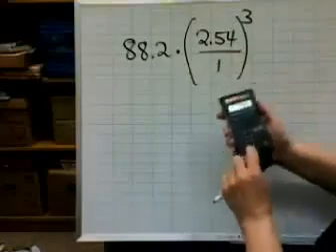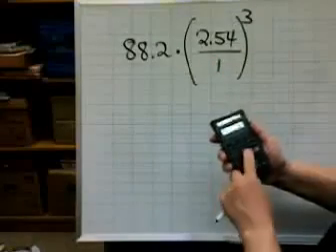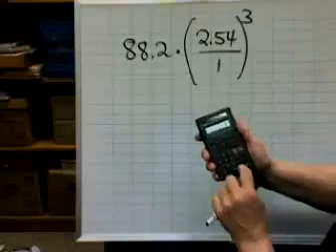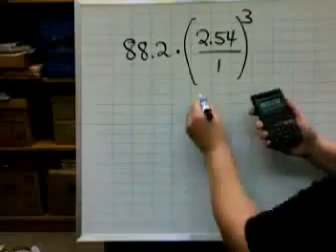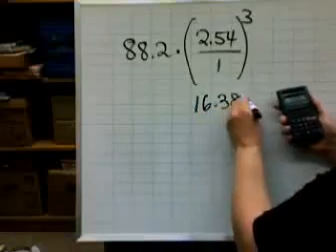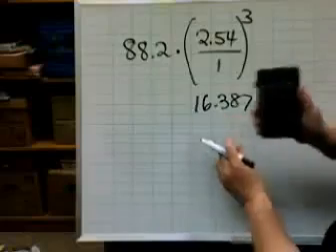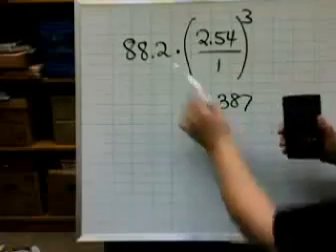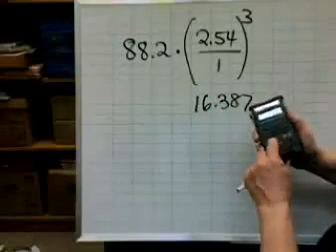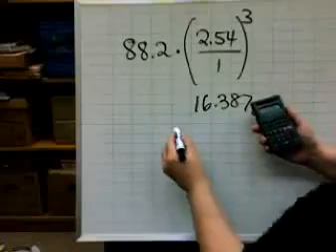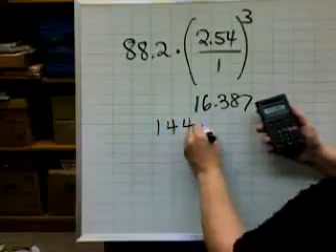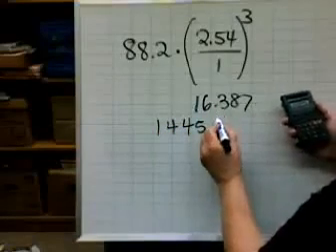So I'm going to put this in first, 2.54 x to the y, 3 for cubed, and I get 16.387. Now I'm going to leave that number on my calculator and take it and directly multiply by 88.2. So that gives 1445. And this is the one the guy asked me about.